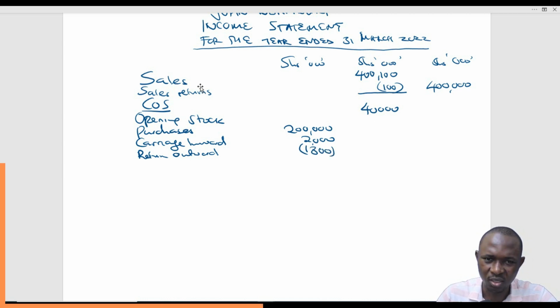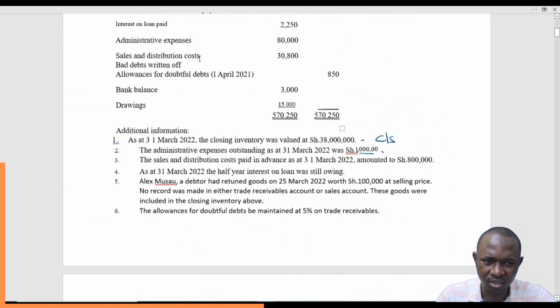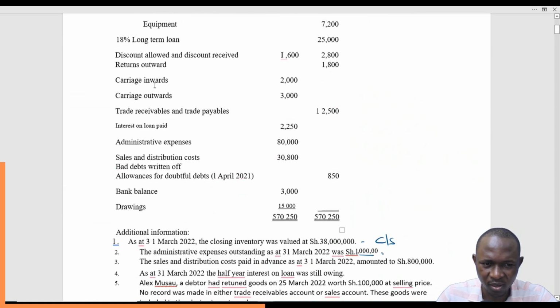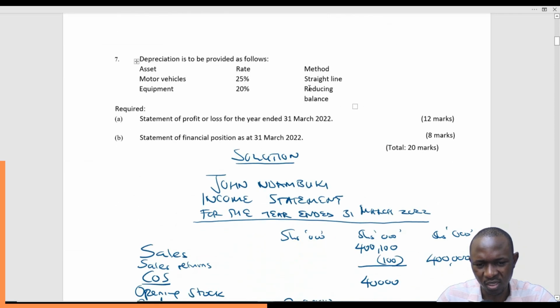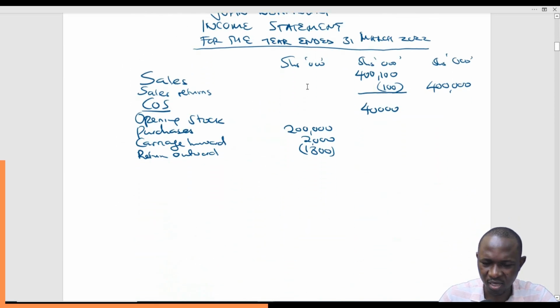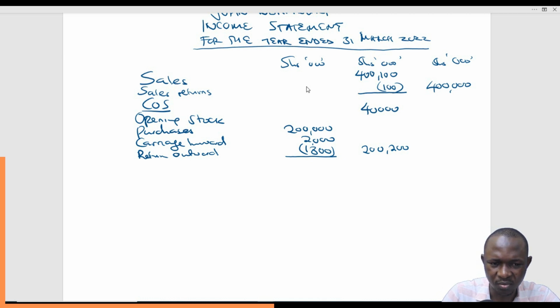So the figure is 1,800. I think you can see them. Let's just confirm. Carriage in was 2,000. Return outward is 1,800, so we are returning back to the suppliers. We have to reduce. So this gives us 200,000 plus 2,000, less 1,800, we get 200,200. So this becomes our purchases. And see now it's the net that we are pushing to the central column.